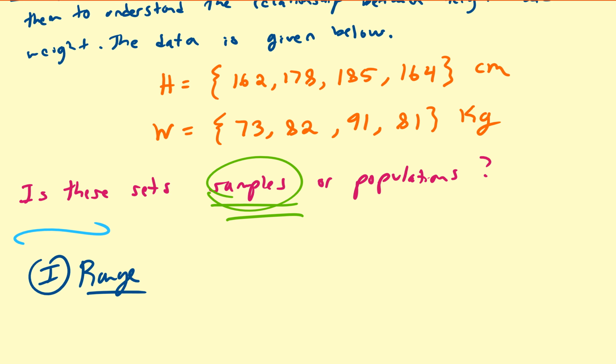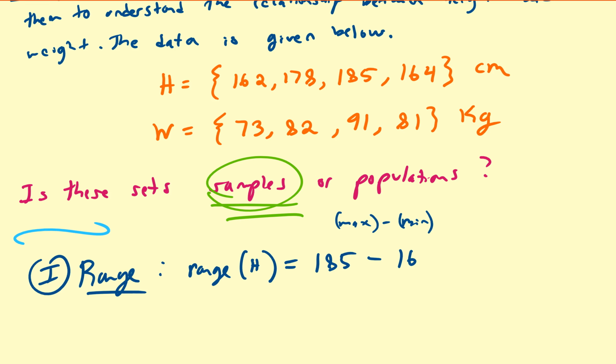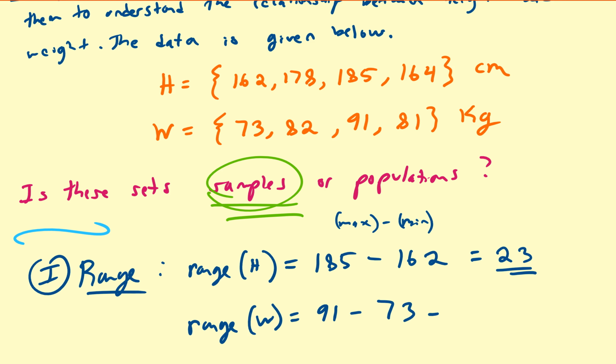Alright, so let us begin by calculating the range of our values. So recall the range of a data set is equal to the maximum minus the minimum values. So the highest value in H is going to be equal to 185, and the least value in H is going to be 162. So the range of these values is going to be 23. The range of the weight values is going to be equal to the highest value, 91, minus the lowest value, 73, and that's going to come out to 18.